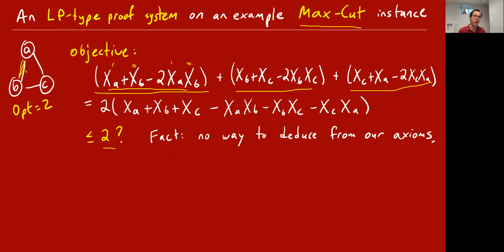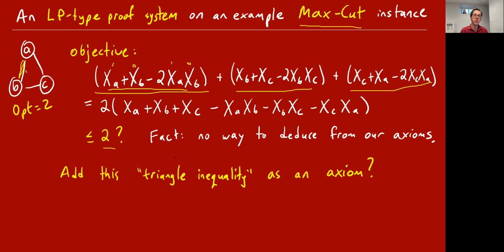So we could just grin and bear it and say, well, I guess this proof system is not so good at knowing the max cut in a triangle graph. But we could also go on and say, well, maybe we can put in some more axioms that are true of 0-1 variables, and that'll make the proof system more powerful, better at proving upper bounds.